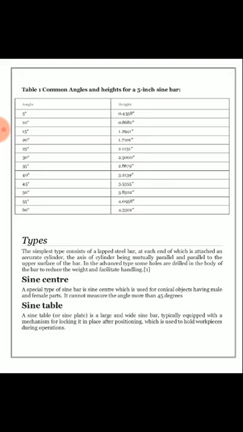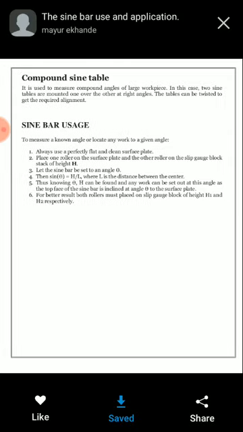A sine table is a large and wide sine bar typically equipped with a mechanism for locking it in place after positioning, which is used to hold the workpiece during operation. Compound sine table: it is used to measure the compound angle of a large workpiece. In this case, two sine tables are mounted one over the other at right angles. The table can be twisted to get the required alignment.